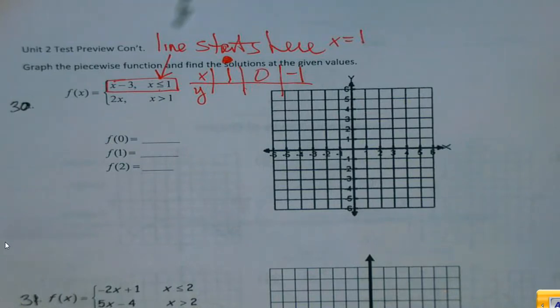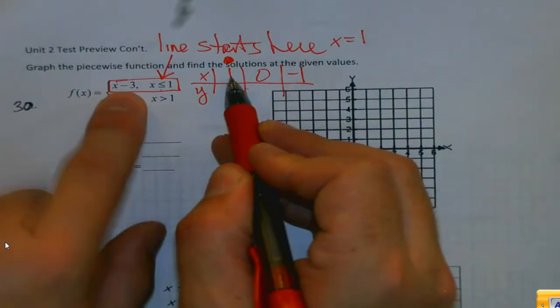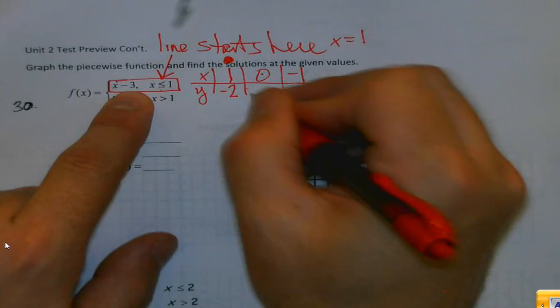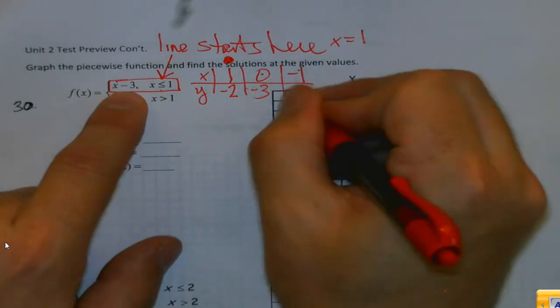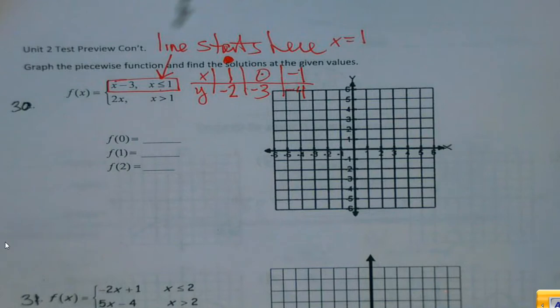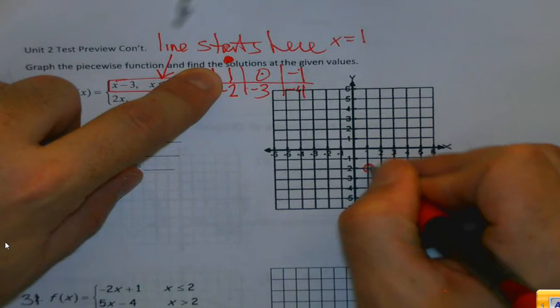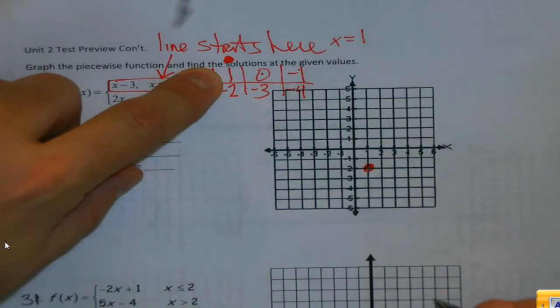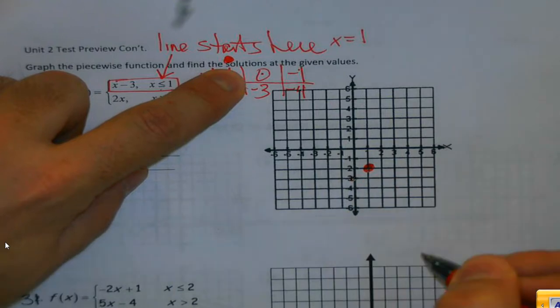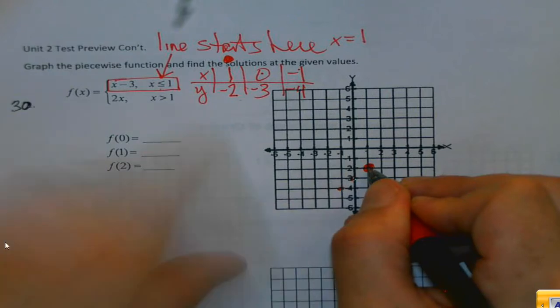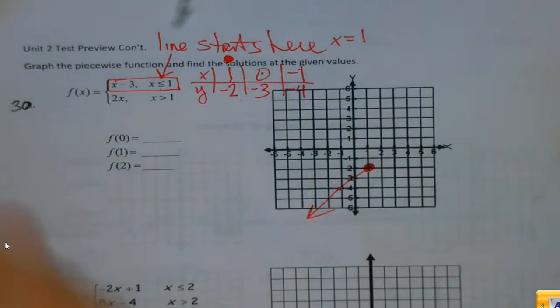So once I have that, now I can do one of two things. These are simple enough, you need to be able to do these in your head. I mean, 1 minus 3, negative 2. 0 minus 3, I'm just plugging it into the expression. Negative 1 minus 3. Those are the 3 points I'm going to plot. So I start at 1, negative 2 with a big dot. It's colored in. 0, negative 3, negative 1, negative 4. Start at the big dot. Okay, line starts here. Connect the dots.